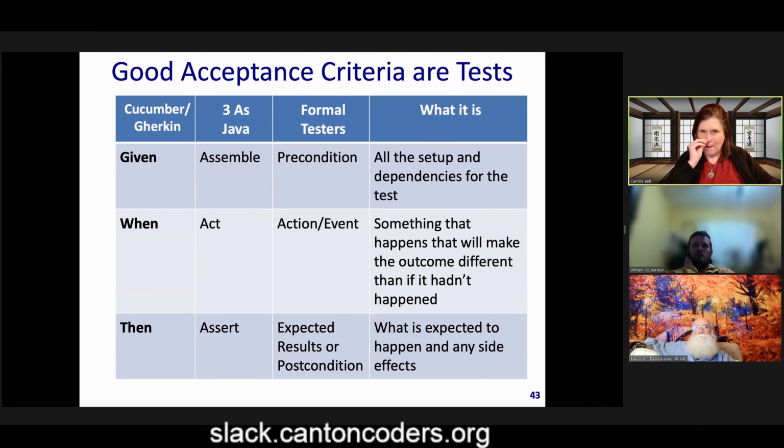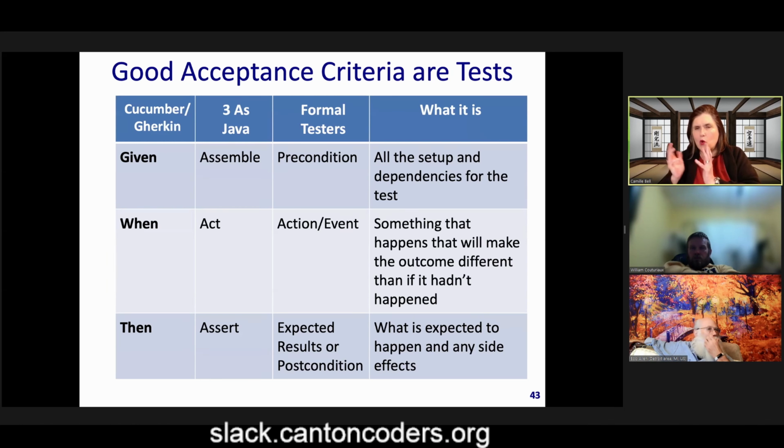Okay, now our given, when, then. So what are these things? All tests have 3 parts. Doesn't matter what you're doing it in. If you're using Java, it's called assemble, act, assert. And I think if it's Ruby, it's assemble, activate, assert. But all languages have these 3 parts.